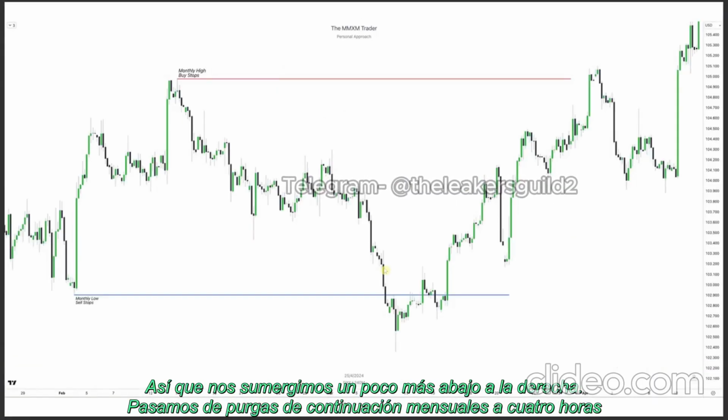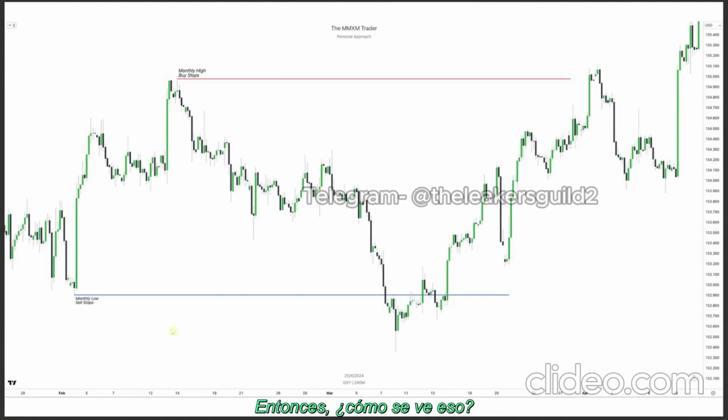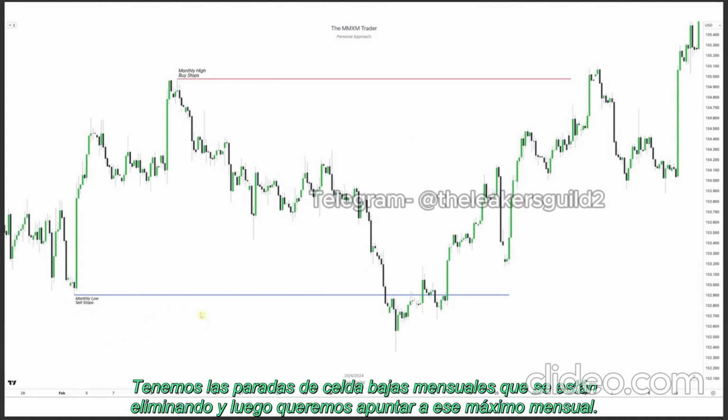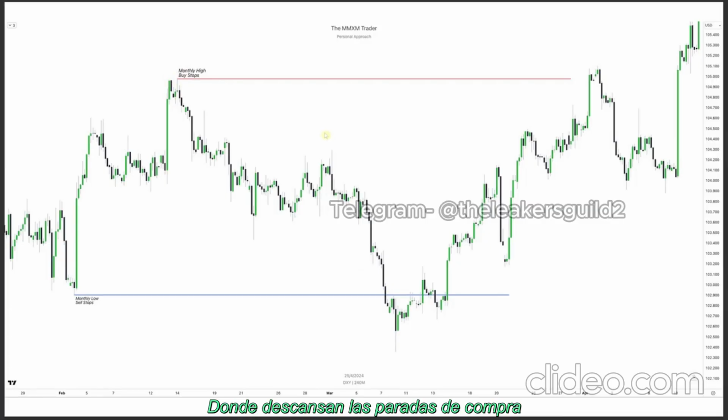So we're diving in a little bit lower, right? We're going from monthly into 4-hour continuation purges. So what does that look like? We've got the monthly low sell stops being taken out, and then we want to aim for that monthly high where the buy stops are resting.